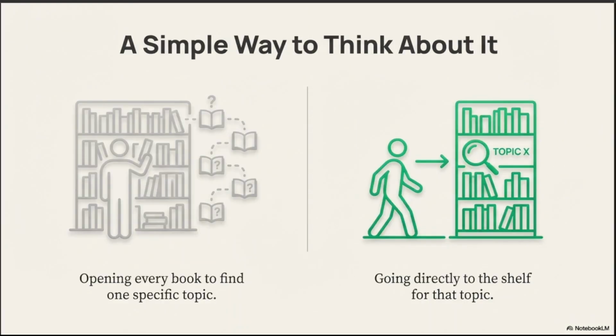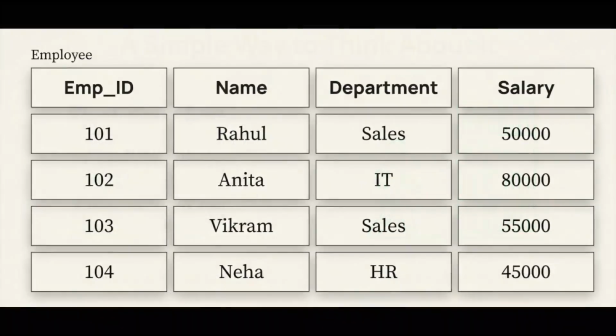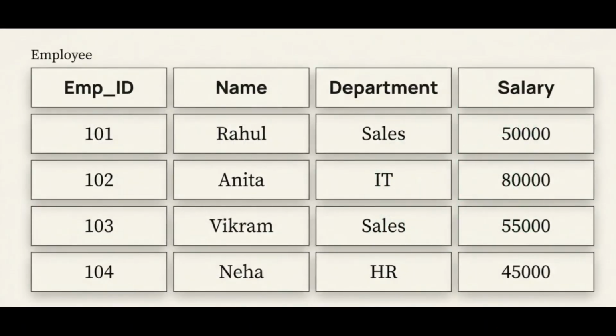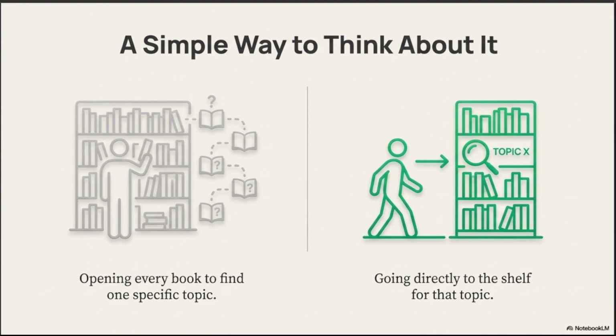Now the library example, something to make your concept more clear. Let's see the library analogy. Imagine a library full of books. Each book is equal to 1 row, and each chapter or topic is equal to 1 column. For example, every employee will have a book. Rahul will have a book, Neha will have a book. Every employee that you saw in this particular table will have a book, and every book will have chapters for every column, like department, salary.